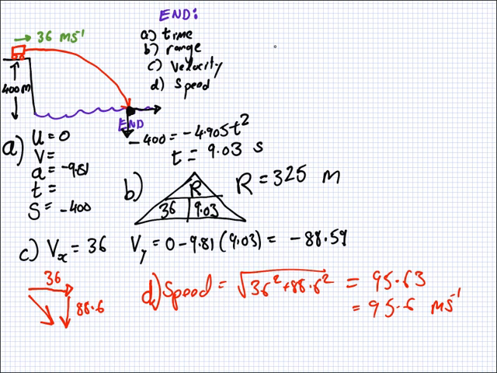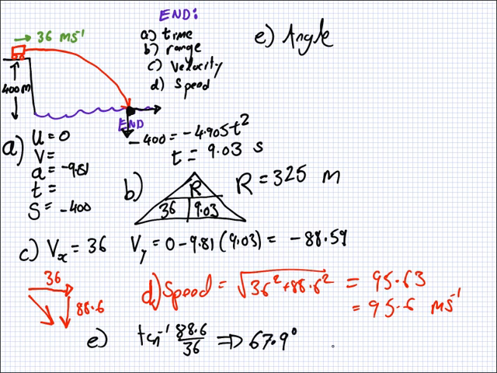Now, I know I didn't ask for it, but sometimes in the exam they do ask for the angle. So let's calculate it. What's the angle here? I'll need to get tan inverse of 88.6 over 36. That's 67.88, so 67.9 degrees downward.